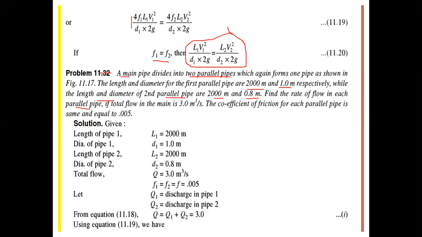That is, find Q1 and Q2. If the total flow in the main pipe is 3 meter cube per second, so total Q is equal to 3. Therefore, the coefficient of friction for each parallel pipe is the same. F1 is equal to F2, that is equal to 0.005.